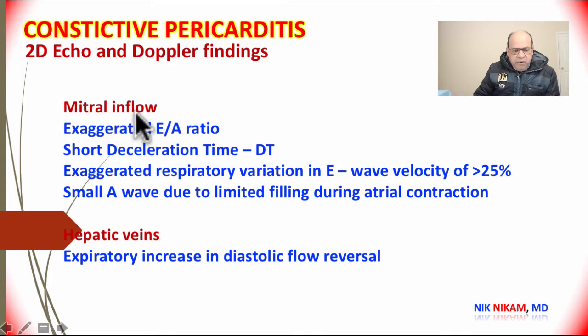The mitral inflow shows an exaggerated E to A ratio. There is a short deceleration time, that is the diastolic time, and we see exaggerated respiratory variations in E wave velocity of greater than 25%, along with small A wave due to limited filling of the ventricles during atrial contraction. We may also see expiratory increase in diastolic flow reversal in hepatic veins. So let's look at some tracings.